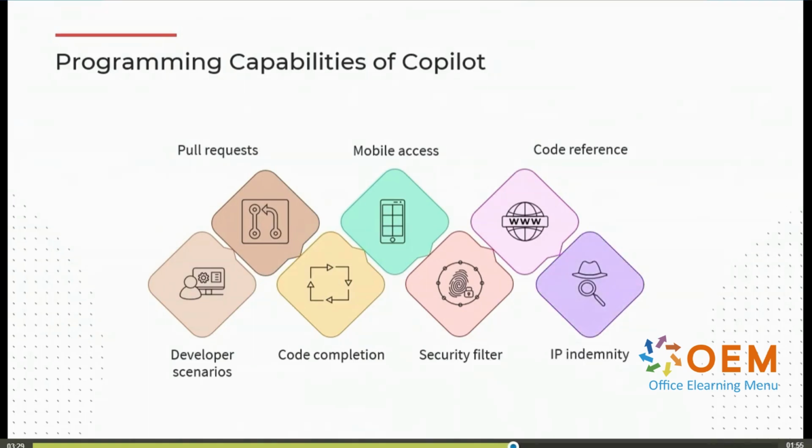IP indemnity represents a contractual agreement between the developer, Microsoft, and GitHub, where the provider commits to legally defend the code suggestions that the tool makes. This provides an additional layer of confidence for professional developers.